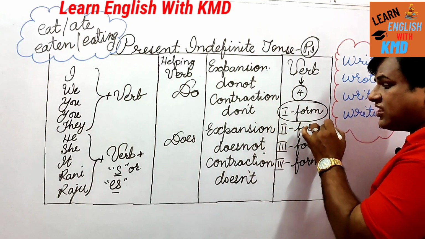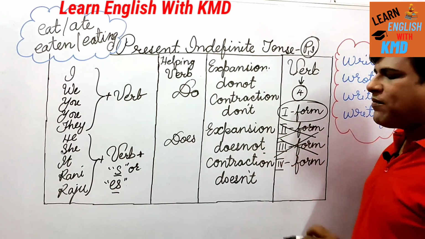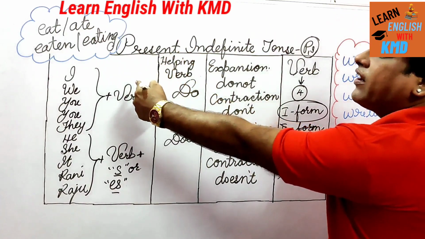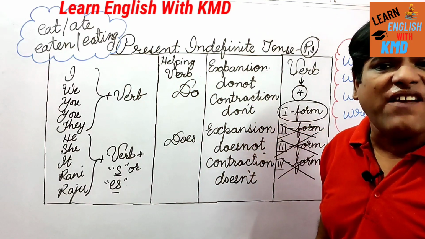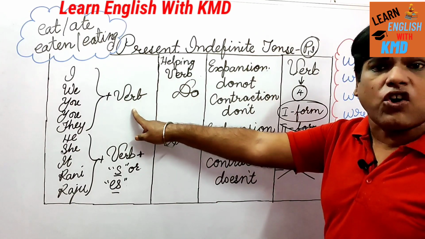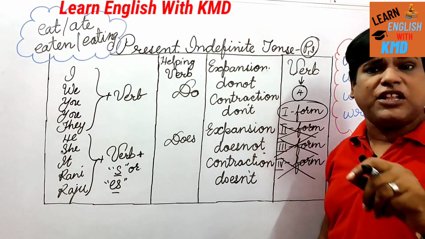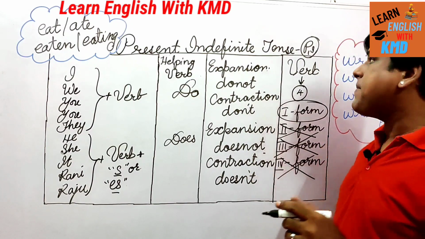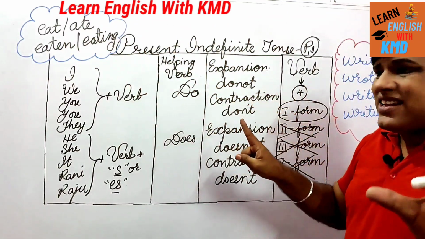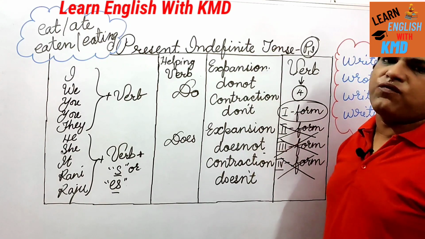Well, we've got nothing to do with the second form of verb. We've got nothing to do with the third form of verb. We've got nothing to do with the fourth form of verb as far as the formula for present indefinite tense is concerned. The verb we're going to use here is going to be the first form of verb. It's going to be V1. It's going to be write. It's going to be eat.